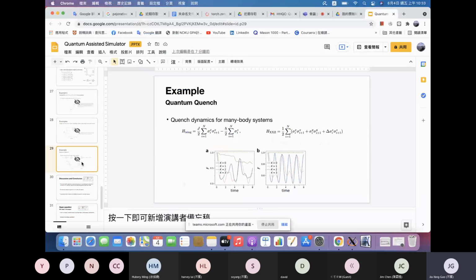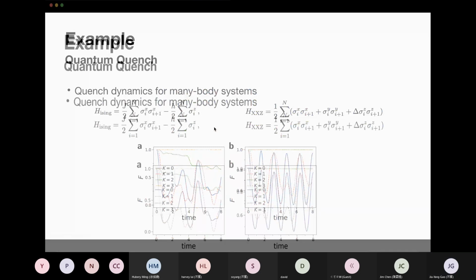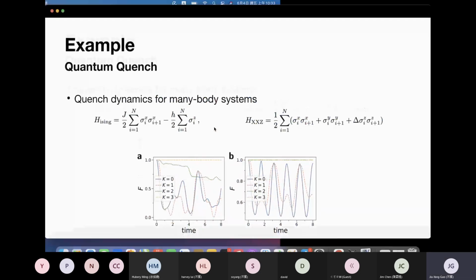There's also a quantum chemistry example, but if you're interested, you can see the paper. What I want to say is that in this algorithm, you use k equals 3 to reach a fidelity of 1. And if you're interested, you can see the paper.